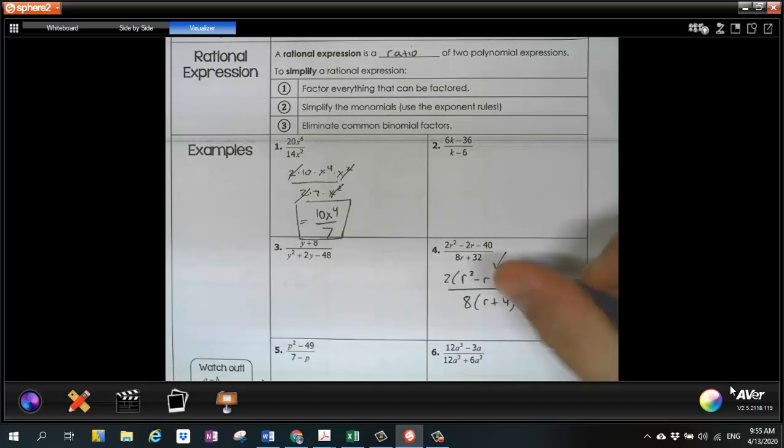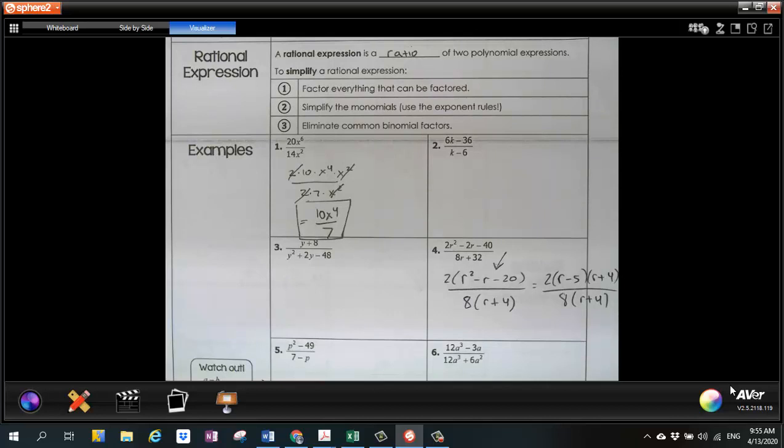Let's see, what multiplies to be negative 20 and adds to be negative 1? That'd be r minus 5 and r plus 4. You can guess and check to get that. You can always factor by grouping, but in this one, guess and check is quick and easy. And we have 8 times r plus 4 left in the denominator. And now these factors cancel. And also 2 goes into 8 4 times. So my final answer is r minus 5 over 4. And I can circle that answer, and we're good to go.